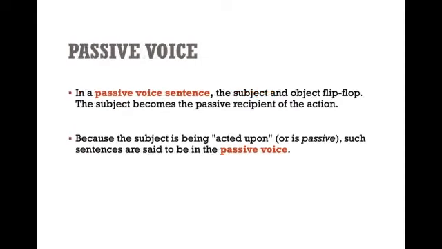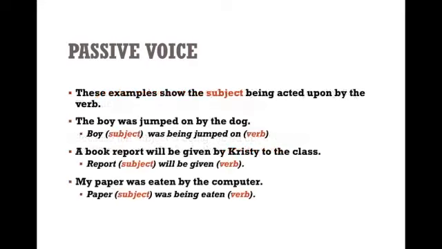On the opposite track, in a passive voice sentence, the subject and the object flip-flop. The subject becomes the passive recipient of the action. Because the subject is being acted upon or is passive, such sentences are said to be in the passive voice. So let's take a look at some examples of passive voice where the examples show the subject being acted upon by the verb. The boy was jumped on by the dog.